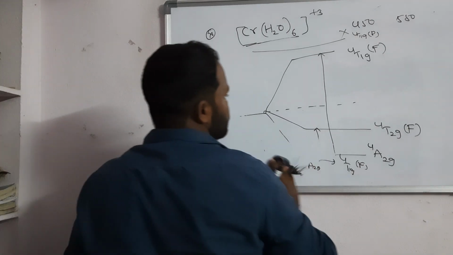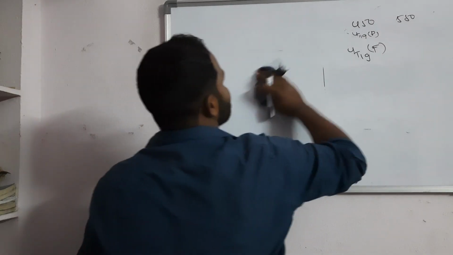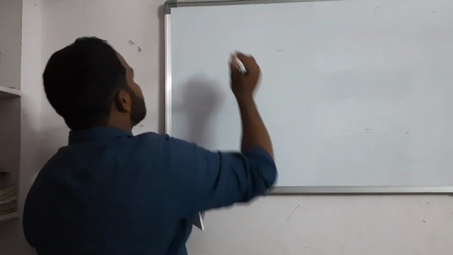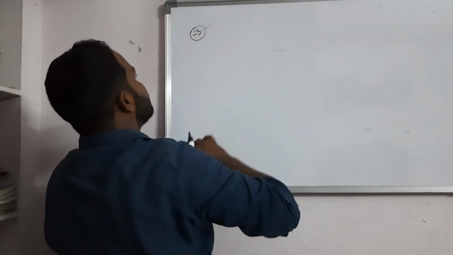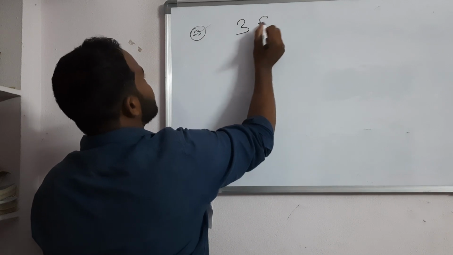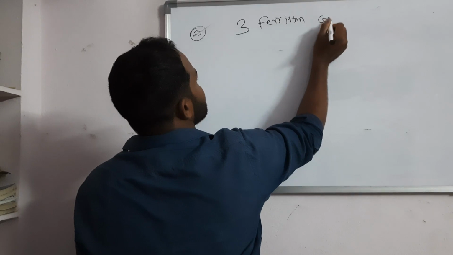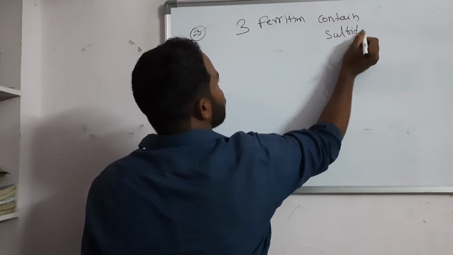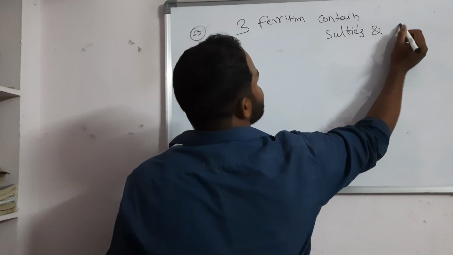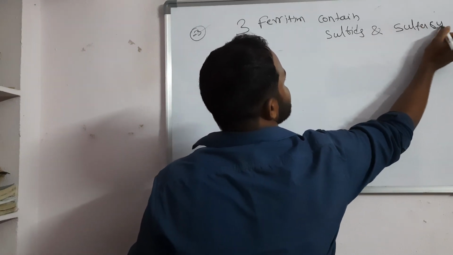Next question. This is from the metalloenzymes. They asked about the 3 iron ferredoxin. They asked simply how many sulfides and how many cysteine sulfurs the 3 iron ferredoxin contains.